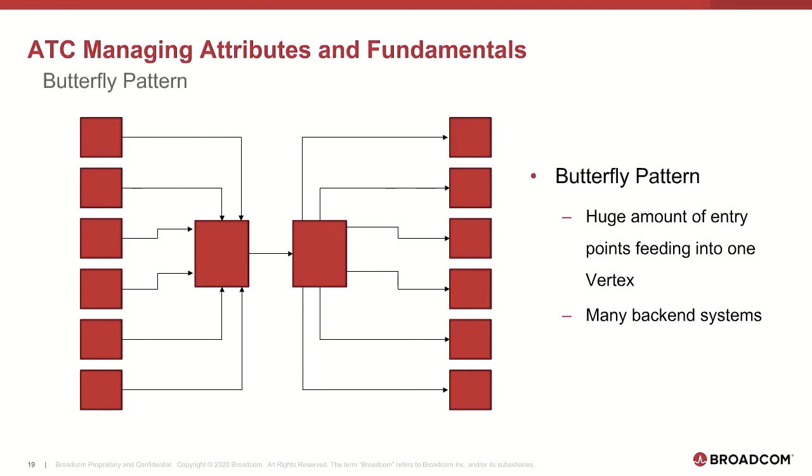So when you open the map unstructured, the first thing you're going to see is that it's huge and you won't be able to visualize anything. This is the first type of pattern. Huge amount of entry points feeding into one vertex and many backend systems.